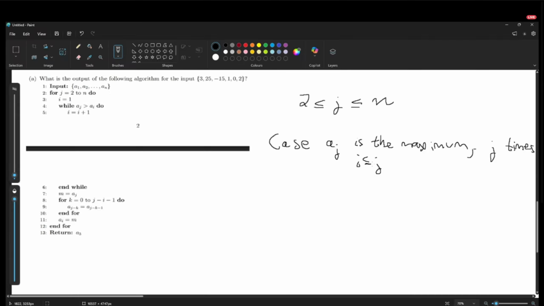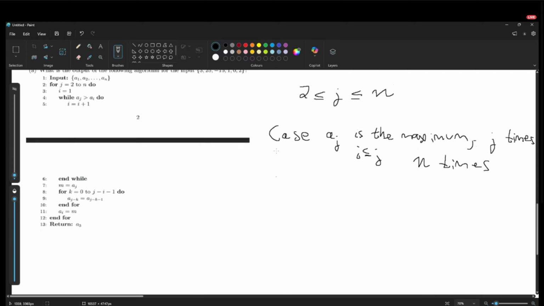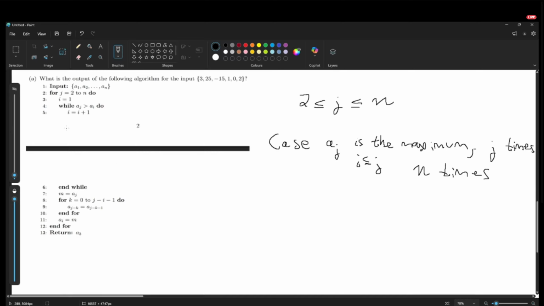So this is always true. If aj is the maximum, then this will execute at most j times. Note that j is in between 2 and n. So in the worst case, this loop will execute n times, if the maximum element is at the end. But in general, it'll execute at most j times. Now, the best case is if you terminate immediately, that's if the first element is always more than aj. So this is the worst case: j times.